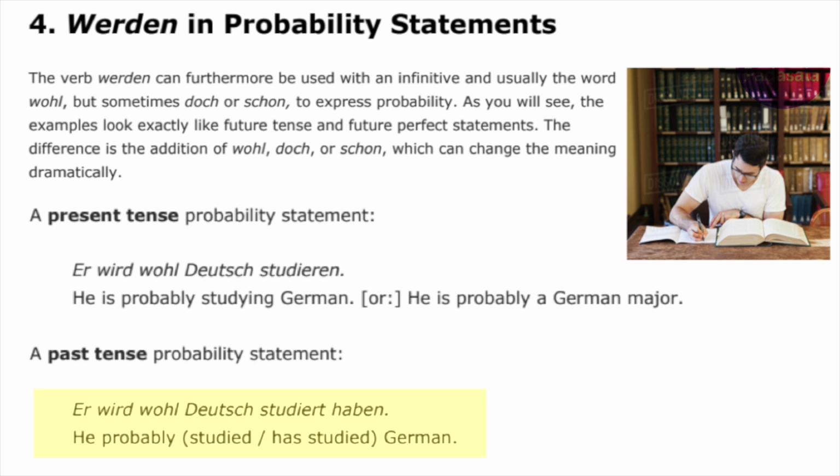So because we have three different verbs here, werden puts it into a probability statement, haben puts it into the past tense, and studiert is the participle of the action we're actually talking about. We have three of them. The rules of German word order are such that it will follow the form wird wohl Deutsch studiert haben.